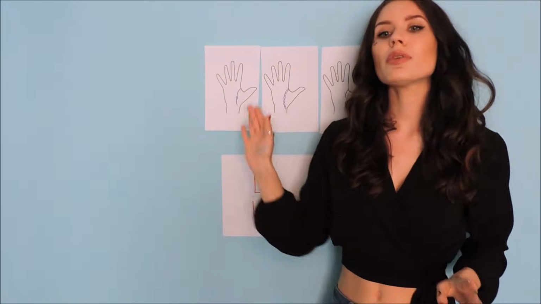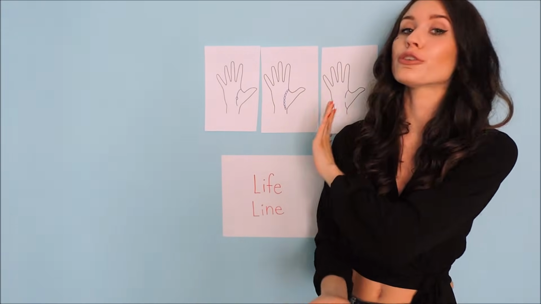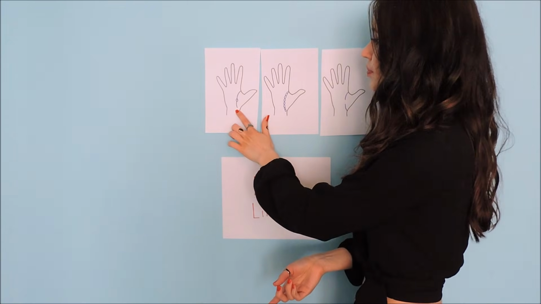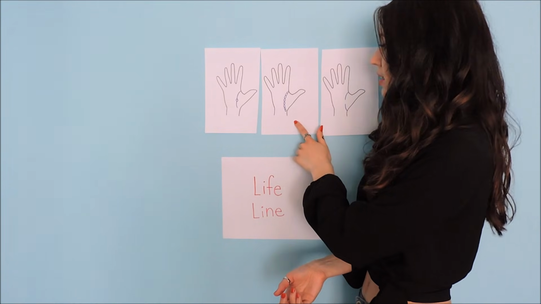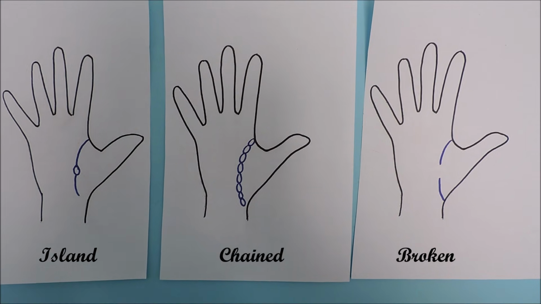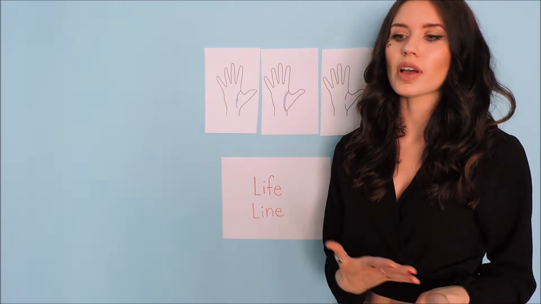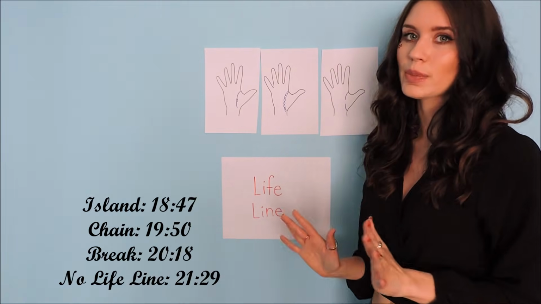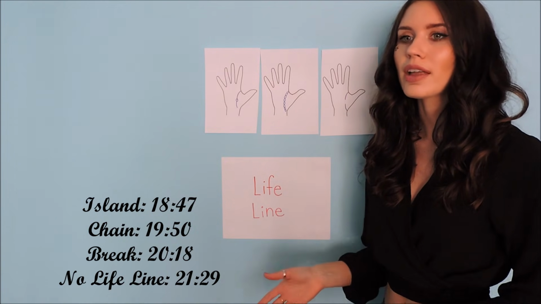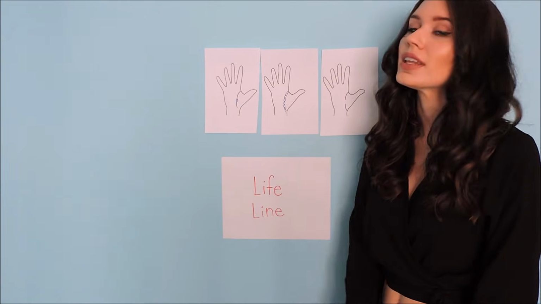Also, some of these are pretty rare, but some of you guys may have some extra features on your lifeline. So there is the island, the chained, and the broken lifeline. If you guys find yourself having one of these, then there are timestamps down below, and you guys can go to that timestamp and figure out what that means. So we are going to get started with the meaning of the island.